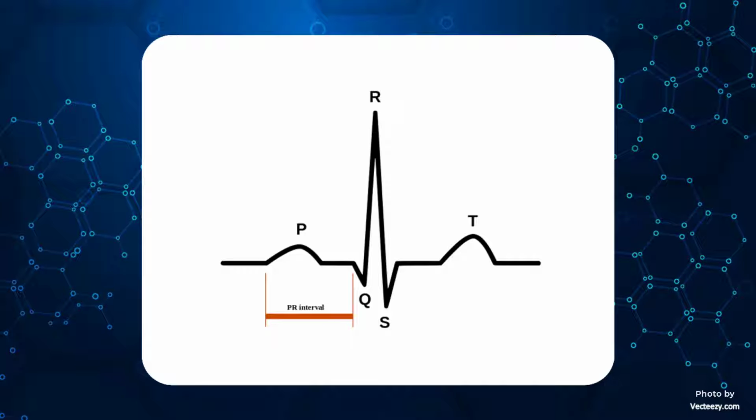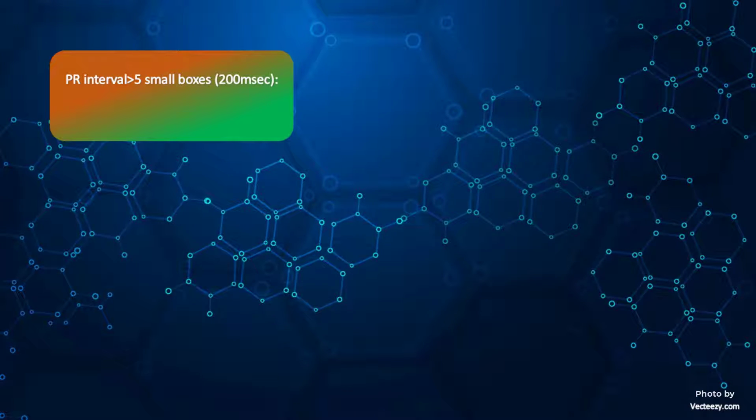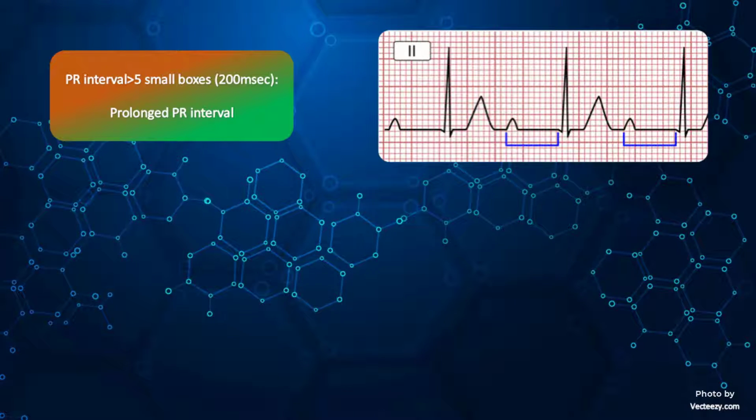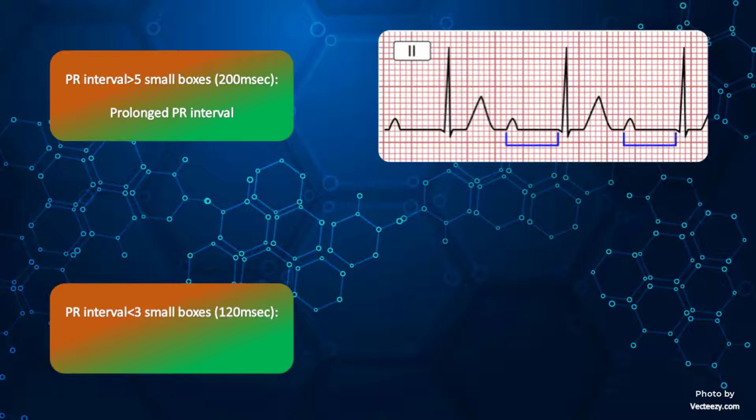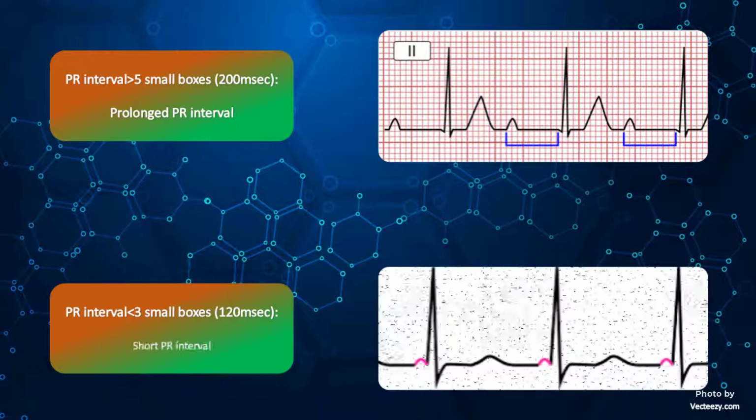The normal value of PR interval is different person to person, ranging from 120 to 200 millisecond, or 3 to 5 small squares. Values greater than 5 small squares is so-called prolonged PR interval, representing heart blocks. On the other hand, values lesser than 3 small boxes is known as short PR interval.